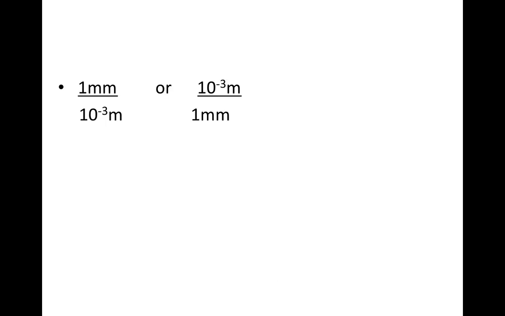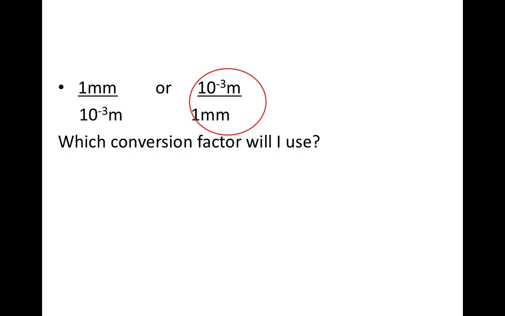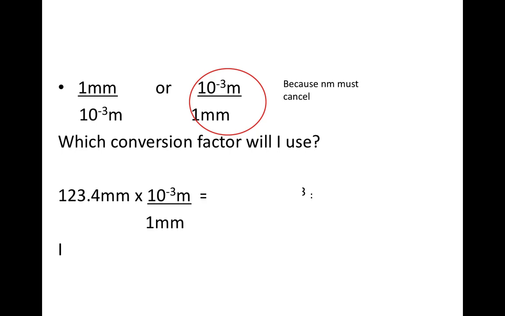So which one do we use? Which one do you think we're going to use here? We would use 10 to the negative 3 meters over millimeters because we want millimeters to cancel. So it needs to be in the denominator. And then we multiply out, cancel the units.